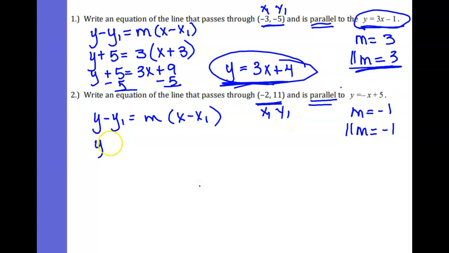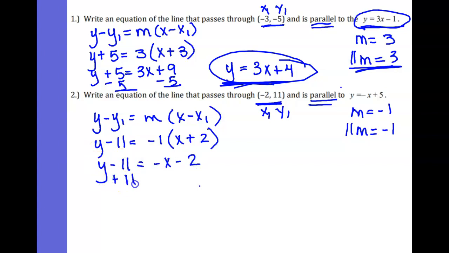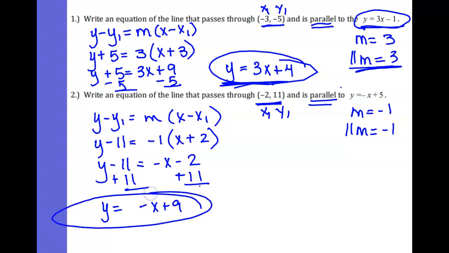So y minus 11 is equal to our slope, which is -1, times x, and it's going to be plus 2 because we're subtracting a negative. All right, we're going to distribute: y minus 11 equals -x minus 2, and then we're going to add 11 to both sides. y is equal to -x plus 9. Okay, there's the equation of our line. So our final equations, most of the time we just put them into slope-intercept form. That's what you're going to find, the default.